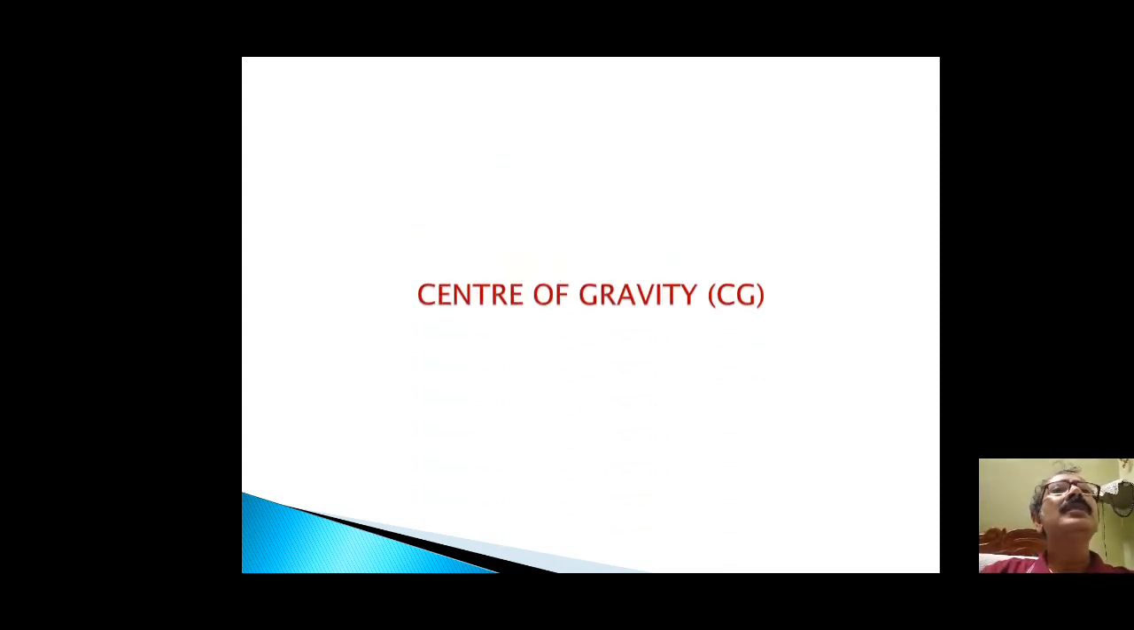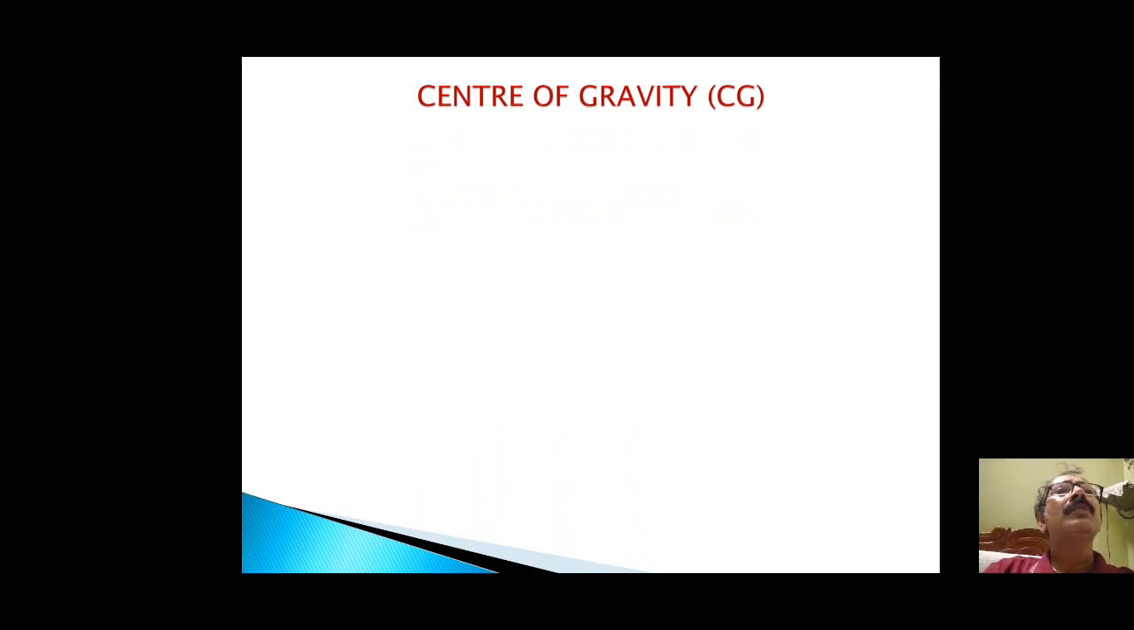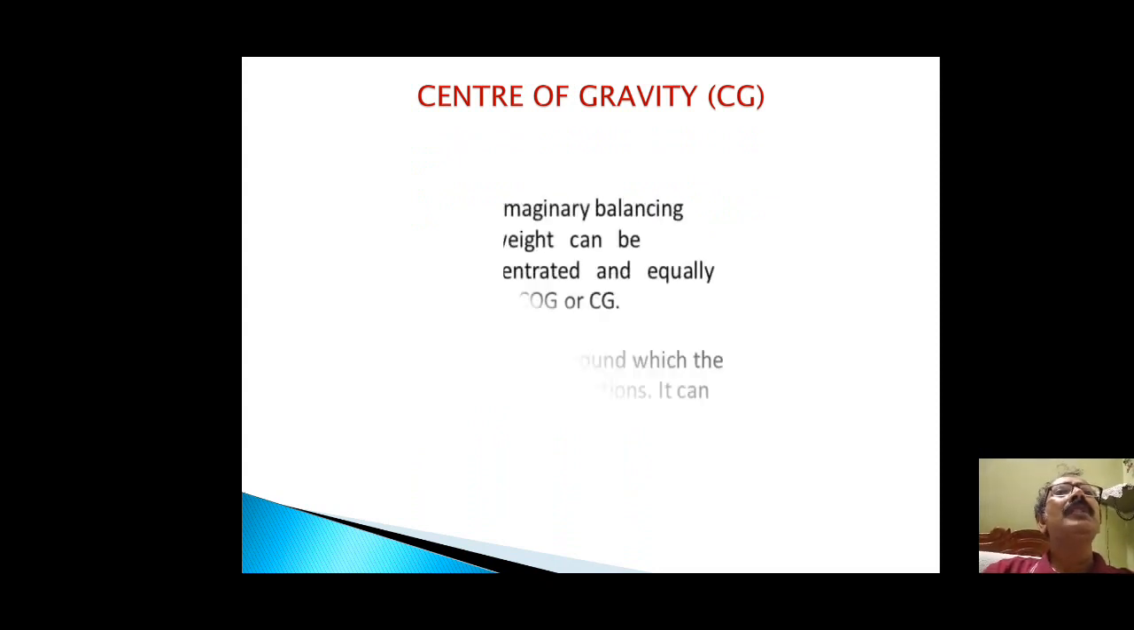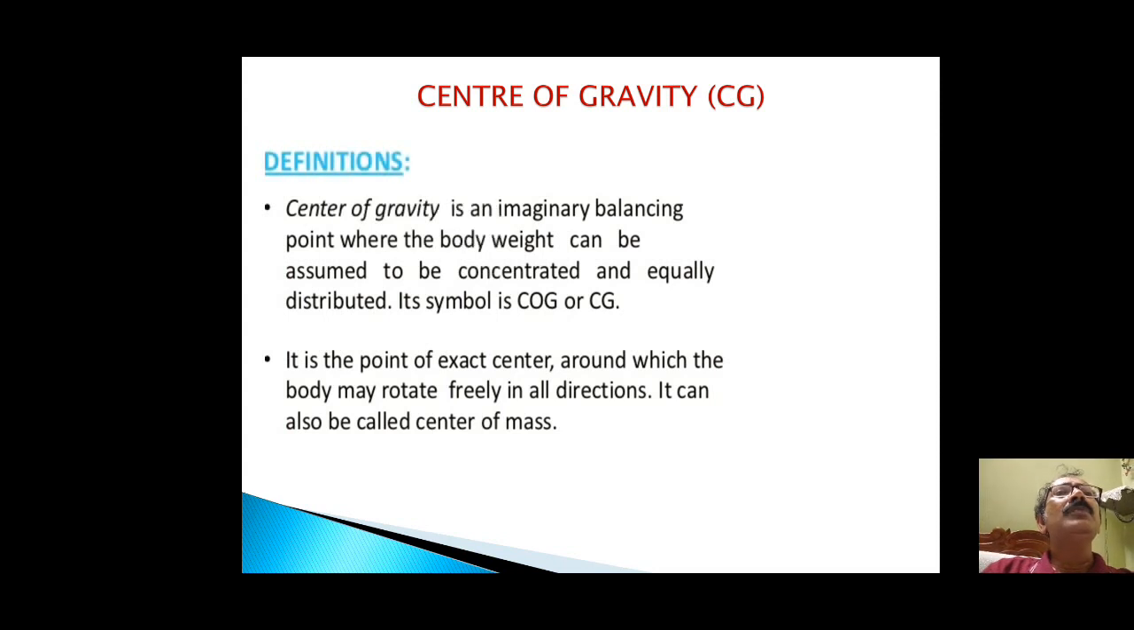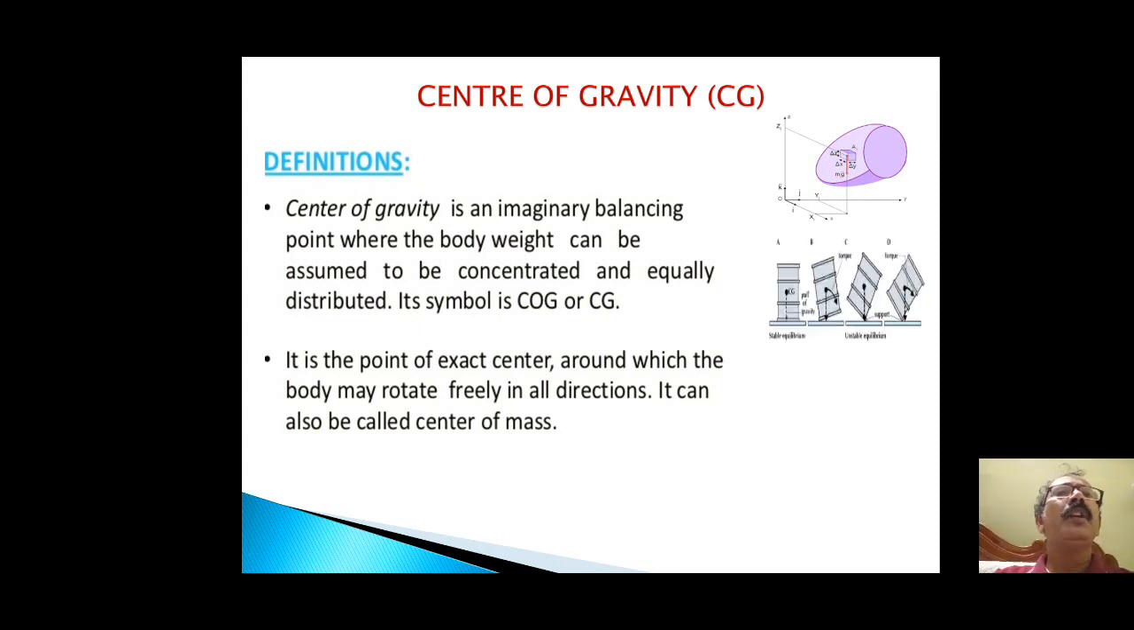Now, what is center of gravity? Center of gravity is an imaginary balancing point where the body weight can be assumed to be concentrated and equally distributed. Its symbol is COG or CG. It is the point of exact center around which the body may rotate freely in all directions. It can also be called center of mass.